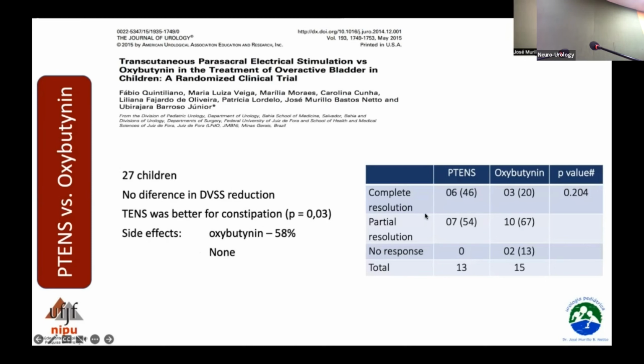And when you see the results, although there's no statistical difference, we got double the number of patients and percentage with complete resolution compared to the anticholinergic group. But in my opinion, with the small number of children, there was not enough power to see the difference. But families were more satisfied with TENS than with oxybutynin.